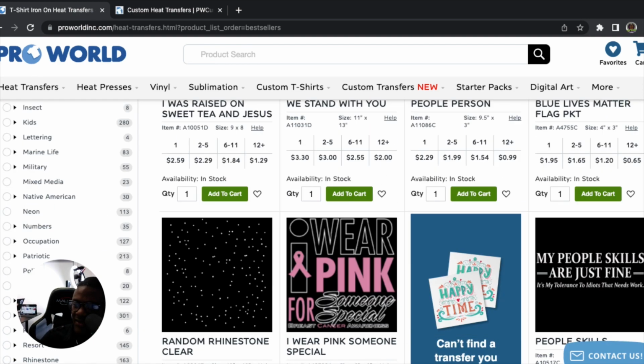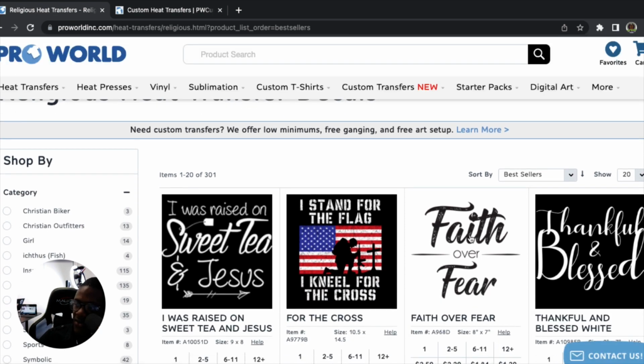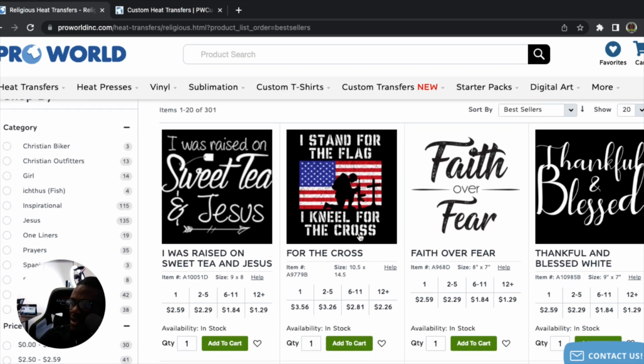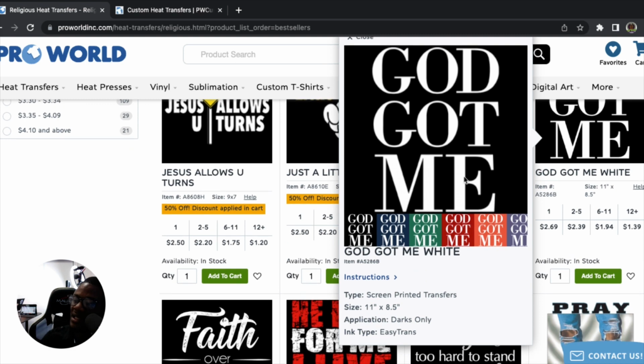There's some niches on the left side of this page. So let's say you're going into the religion ones, right? Like I did when I got started. I was able to come over here. Even this Fear Over Faith one, I used to push this as well. You know, this God Got Me one right here, this God Got Me design got me so much. This design right here was the ultimate winner for me. Okay, and I had nothing to do but to apply them at the temperature that was required by Pro World.